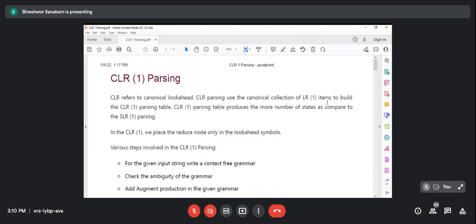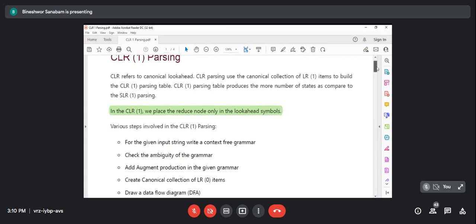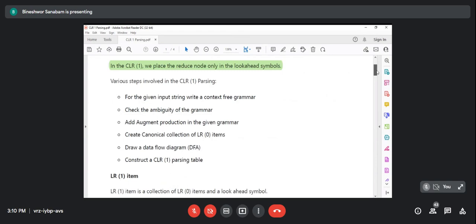A slight difference in making the parsing table is that we are going to use the reduce move only with the look ahead symbols. We are going to use the reduce move only with the look ahead symbol in the case of the CLR1 parsing table. Everything else, every other step, is the same.